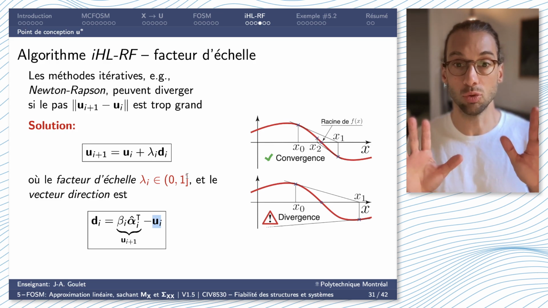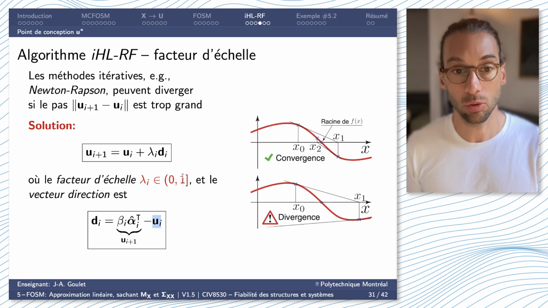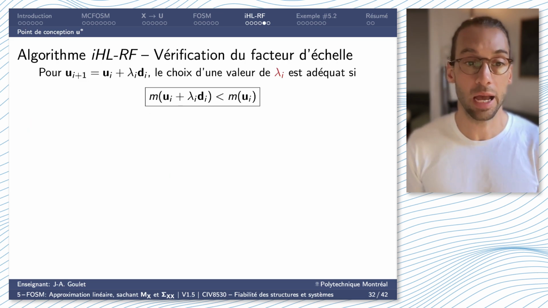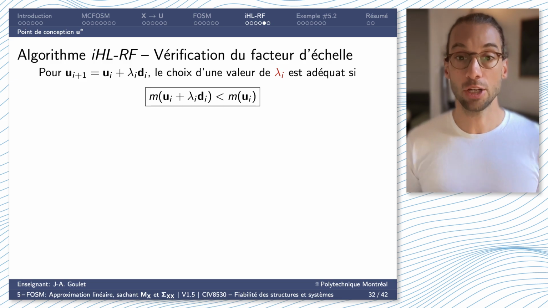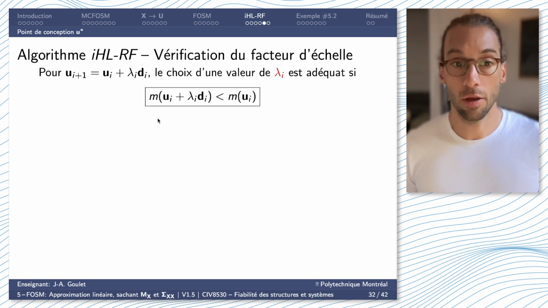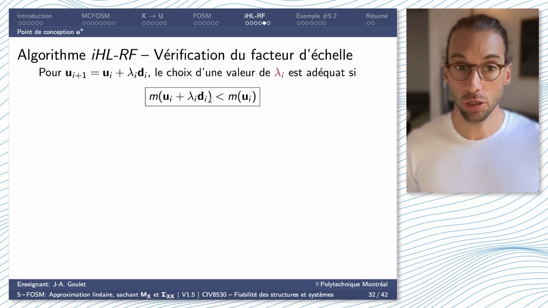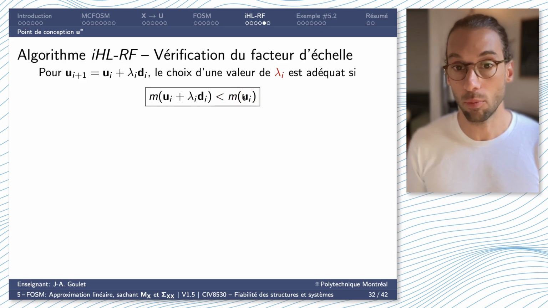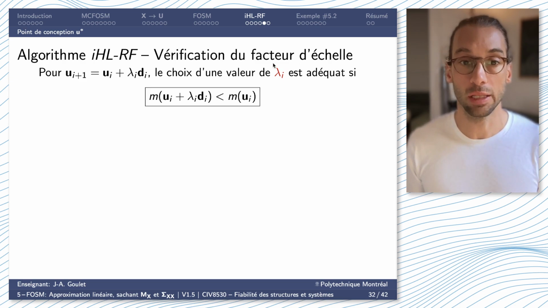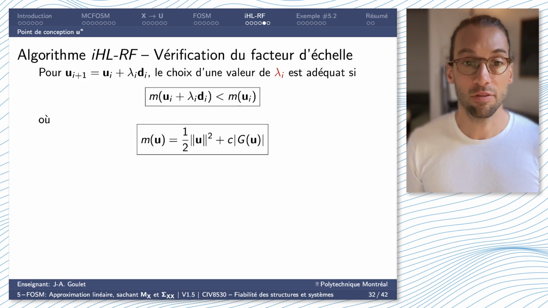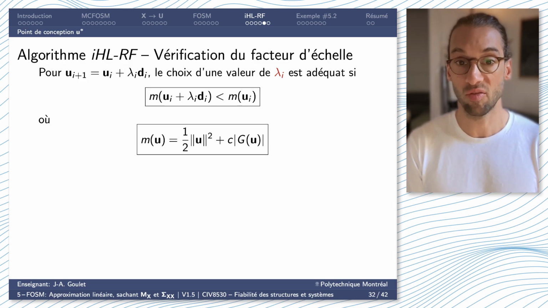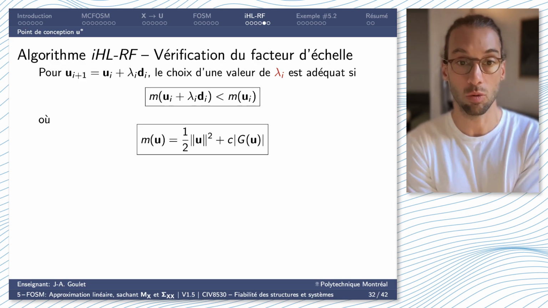1 meaning business as usual, we don't apply any correction, and a factor lesser than 1 is going to slow down my learning. So in order to make sure we don't diverge, we can evaluate this merit function. So we say that if the new point proposed by u_i plus lambda_i d_i, so my new point u_i+1, has a merit function value that is lower than the merit function for the u_i point, I'm going to accept to move with the current lambda factor. If not, I'm going to have to reduce the lambda factor to move by a factor that's less than 1.